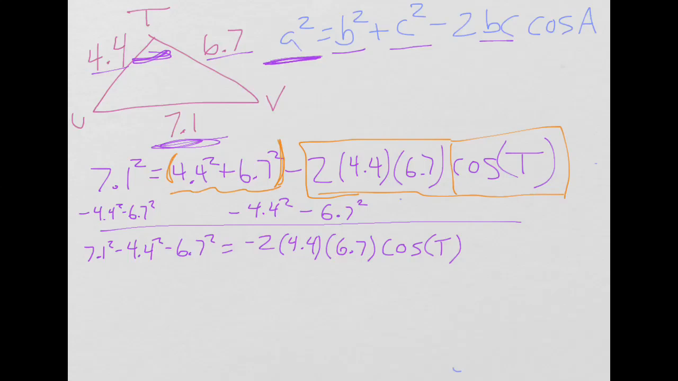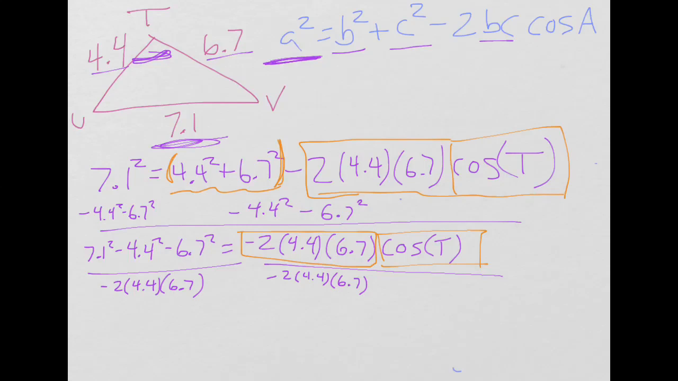So now notice at this point, if you look at the right side of the equation, there's our cosine t. We need to isolate it. It's currently being multiplied by -2 times 4.4 times 6.7. So divide by that entire quantity on both sides. Divide by -2 times 4.4 times 6.7 on the right. Divide by it on the left. -2 times 4.4 times 6.7, all in the denominator.